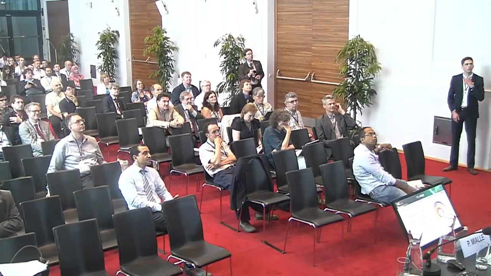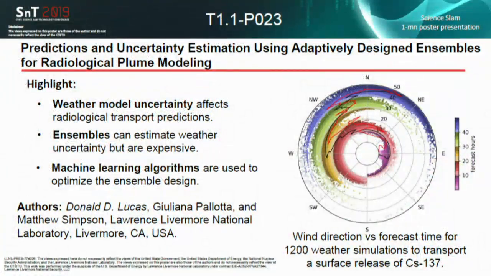Okay, so I just want you to remember weather uncertainty affects radionuclide transport. So if weather uncertainty wasn't important, you wouldn't see a whole lot of colors over on the right-hand side. Please come to poster P23 if you're interested.